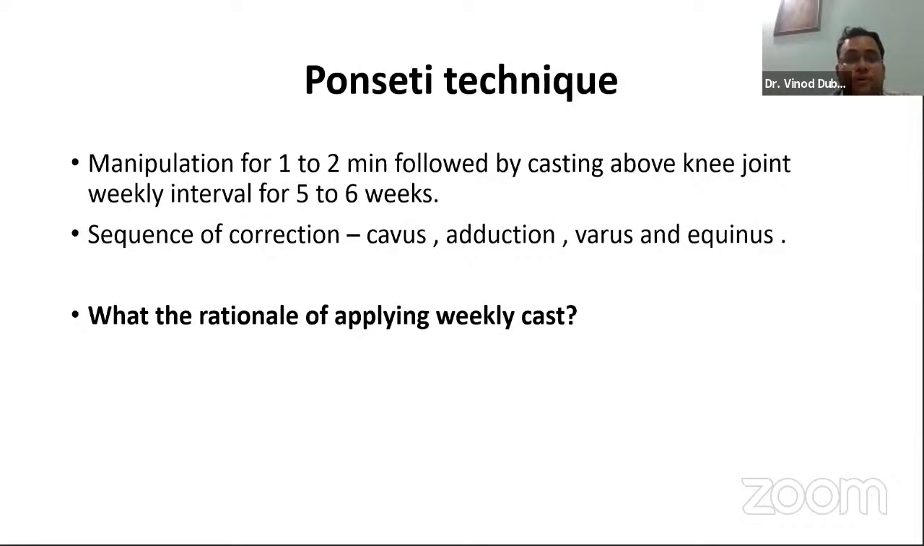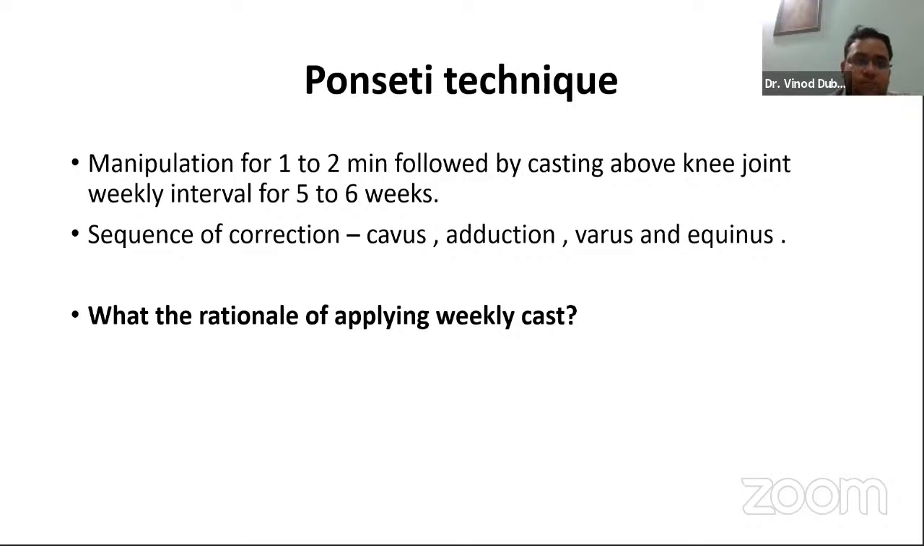What we do, coming to the most important part, is the Ponseti technique. The Ponseti technique was used by Dr. Ponseti since the 1950s, but it eventually became known to everybody after 1995. His landmark papers showed correction of more than 90%.